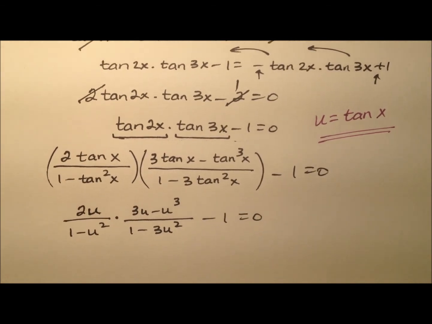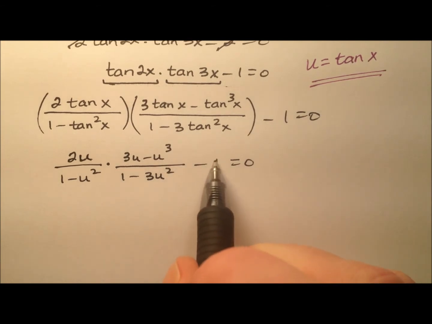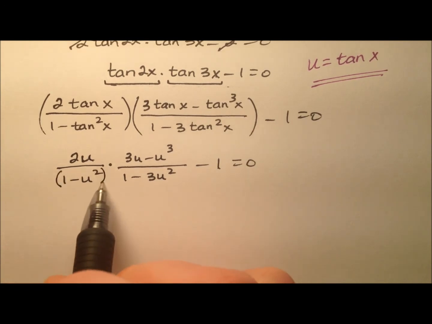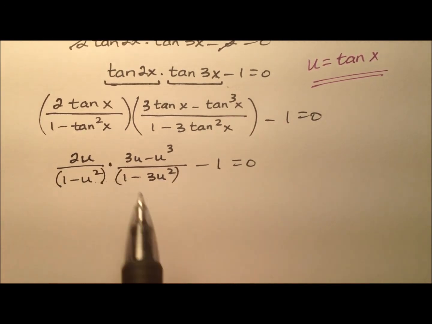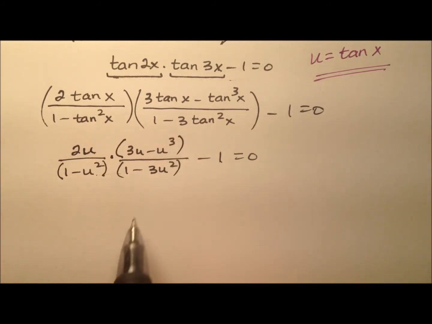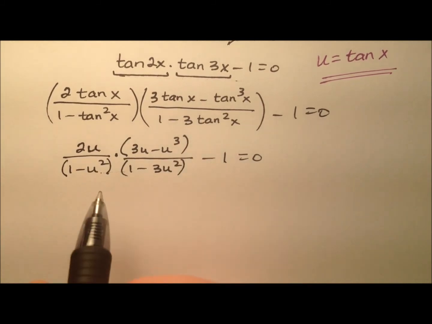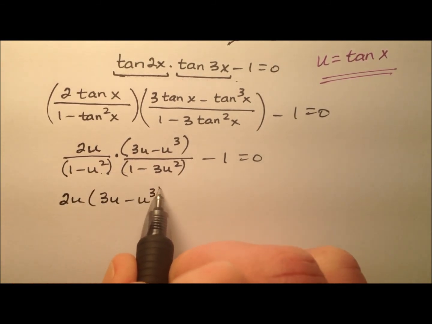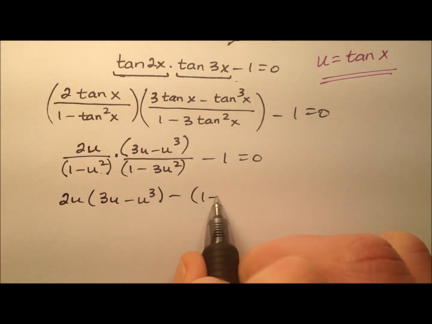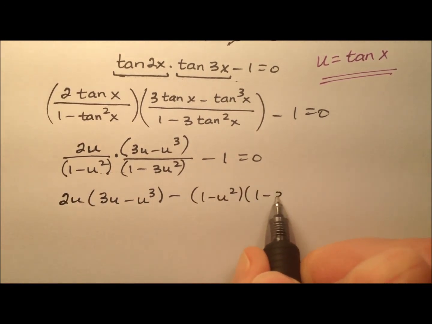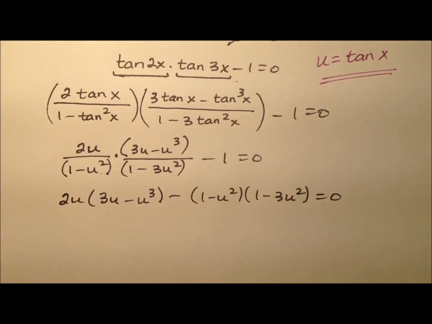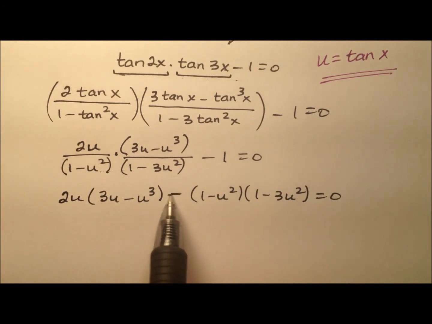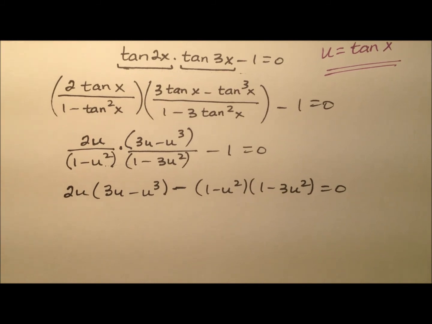So it looks like we can get some common denominators here and make this 1 into denominator over denominator. And it looks like the common denominators are just going to be these two rascals multiplied together. So let's go ahead and put parentheses around everything and see what we have. So 2u times this 3u minus u cubed minus, and then this denominator, okay, and that equals 0. And now that we have this common denominator, I actually don't even care about the denominator anymore because as long as the numerator equals 0, then I'm good to go.